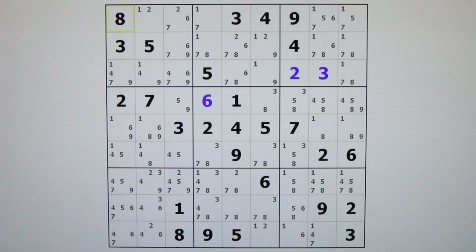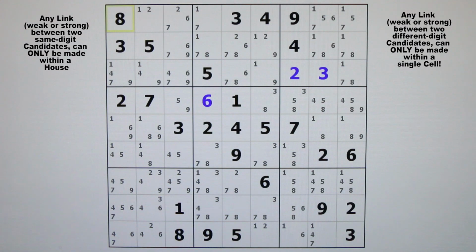Okay, before I show you the next example, I want to talk about something that I'm not sure I made 100% clear in the earlier videos. And that is, when you are linking candidates, there are some rules that you have to follow. If you have a same digit candidate, like 2 8s, if you want to connect 2 8s, they have to be in the same house.